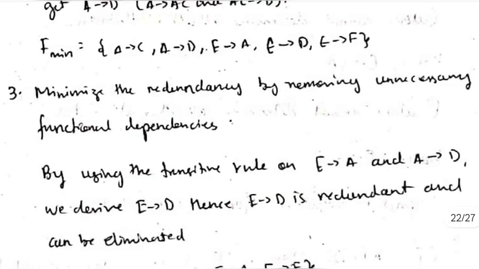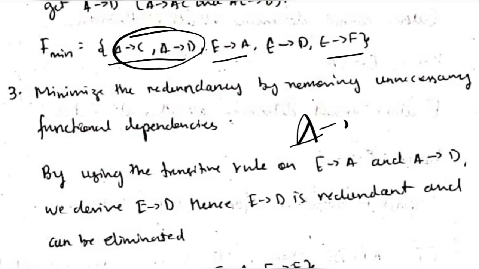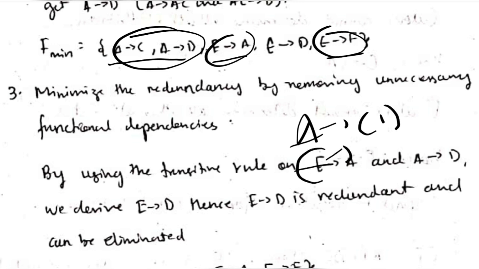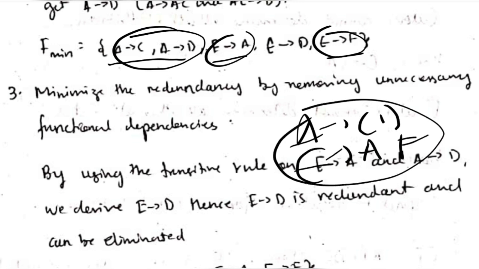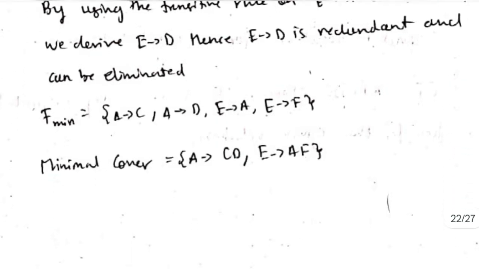Also one thing you can observe here, that E tends to A and A tends to D. So what you can write, E tends to D directly, right? So we need not have this separately, so we can eliminate that one. When we eliminate that one, we'll have these two, and this one and this one. So combine these, A tends to CD. Combine this one and this one, E tends to AF. So these are the two final answers which we have here.